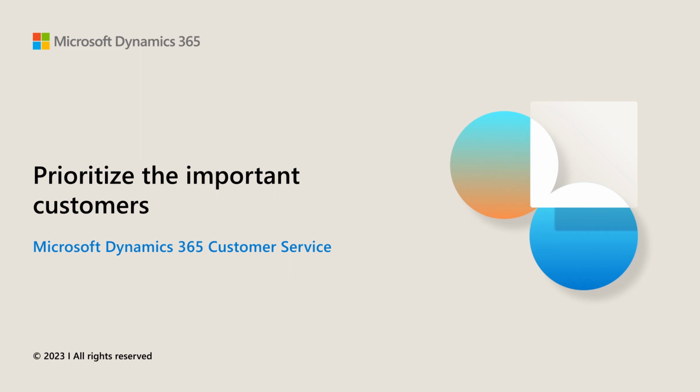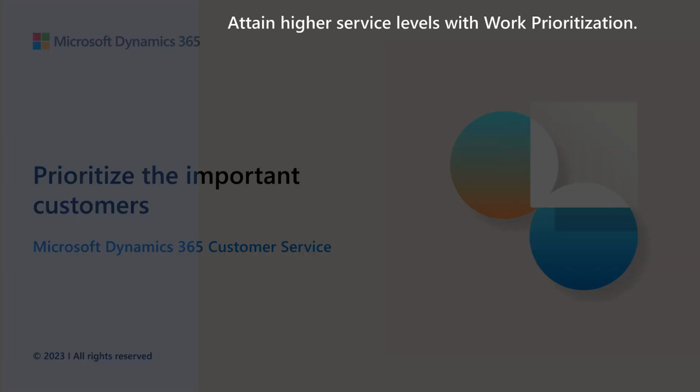Let's talk about work prioritization. Organizations have different definitions of priority. It is much more than the traditional P1, P2, P3, or first in first out. Priority nowadays is a combination of factors like what the customer is entitled to, what their journey has been, what products they have subscribed to, or the channel they have reached out on.